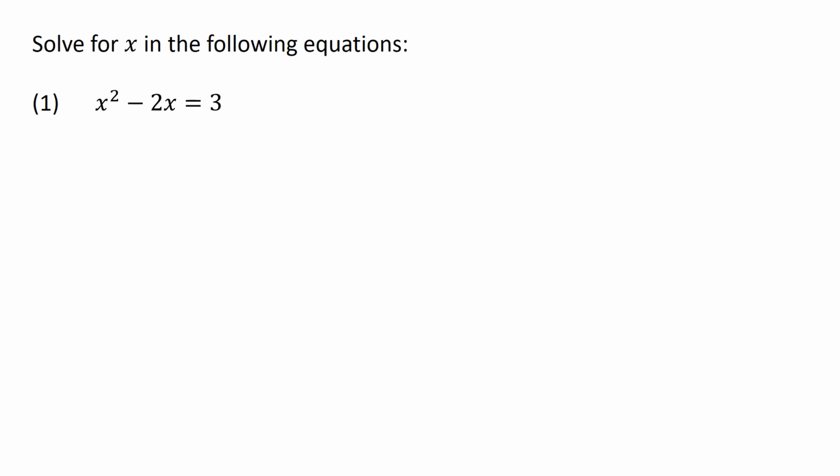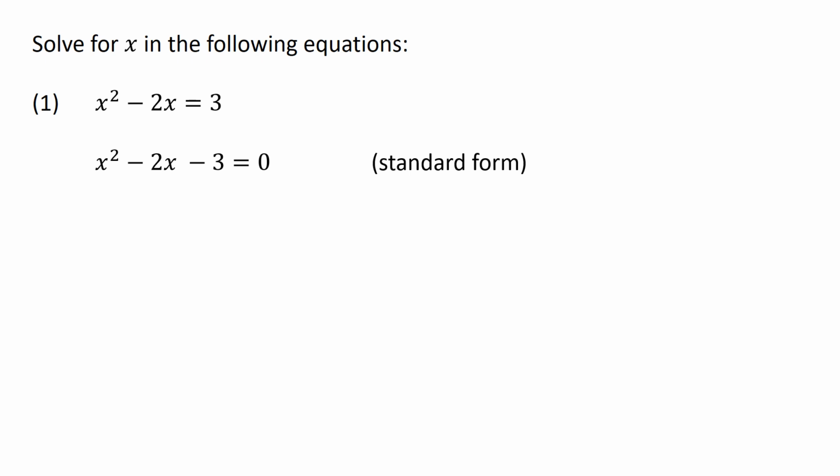For the following examples, we're going to solve for x in the following equations. First equation, x squared minus 2x is equal to 3. This is not in standard form, so we're going to take the positive 3 over. It's going to become a negative 3. From standard form, we can now factorize.